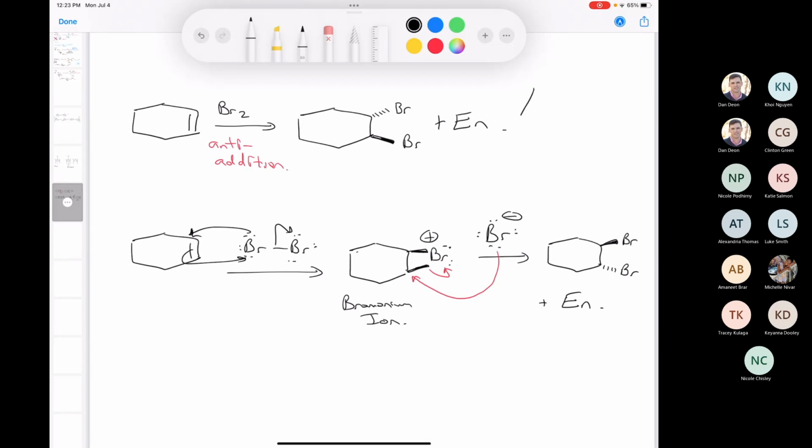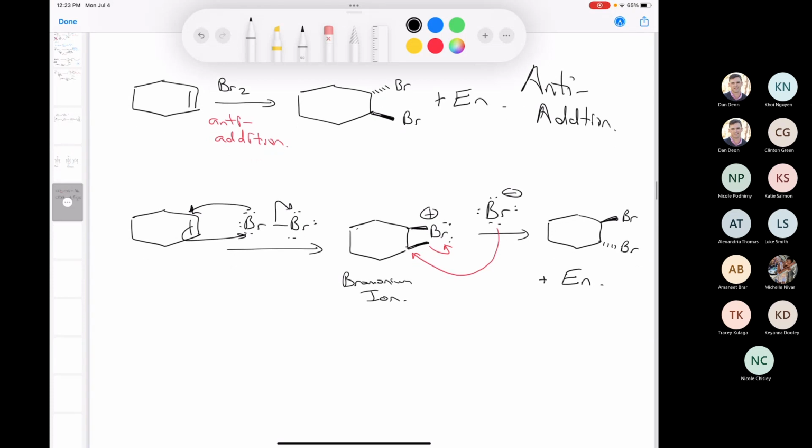And again, it is anti-addition, because you end up with one up and one down. So anti-addition. Now, if we think about the chair here, let's just draw a chair. Pardon me, this isn't my best chair, okay? But let's say we have one bromine going up and the other bromine going down like this.